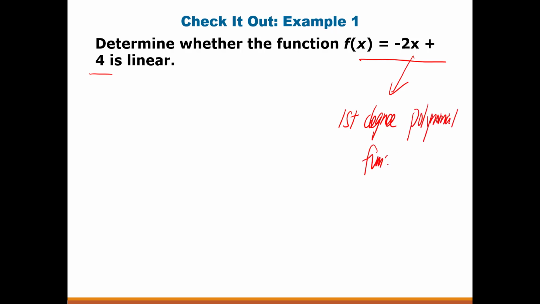If you look at the next one, f of x equals negative 2x plus 4. The power here is 1, so it is a first-degree polynomial function. We call this a linear function. So the power of x determines the outcome.